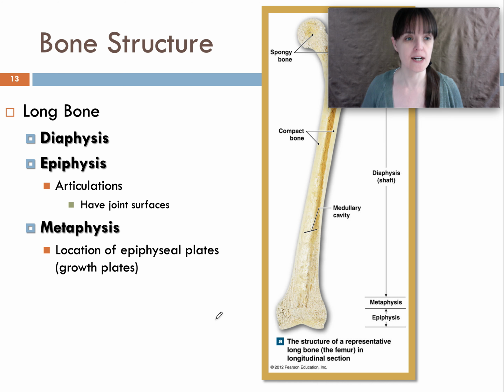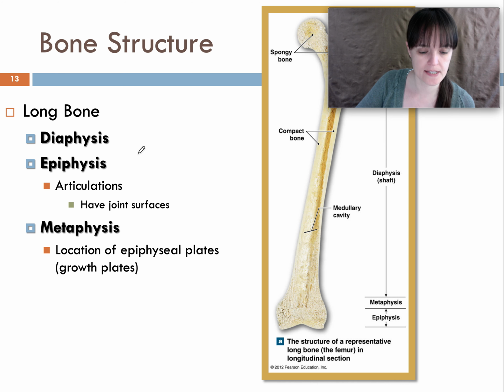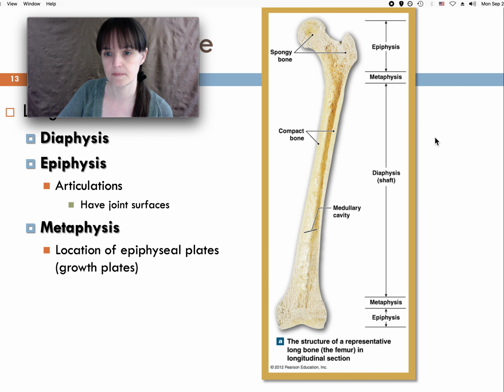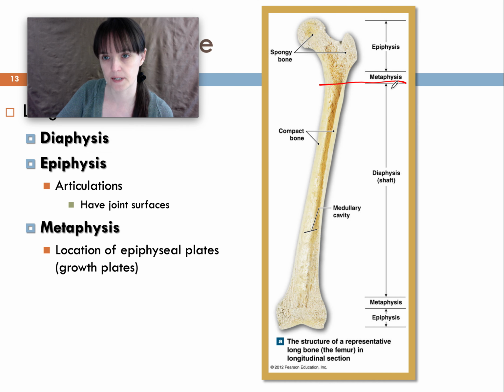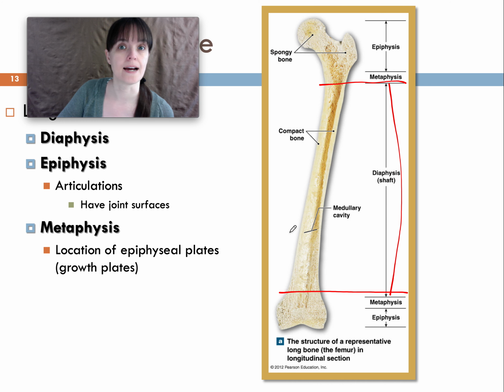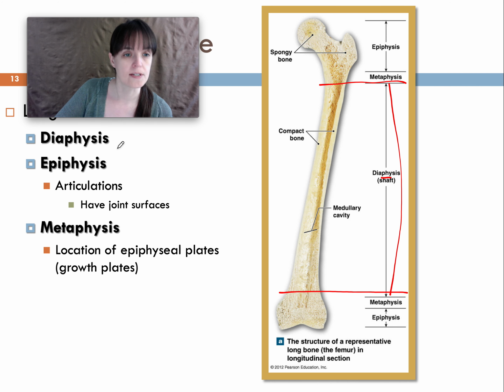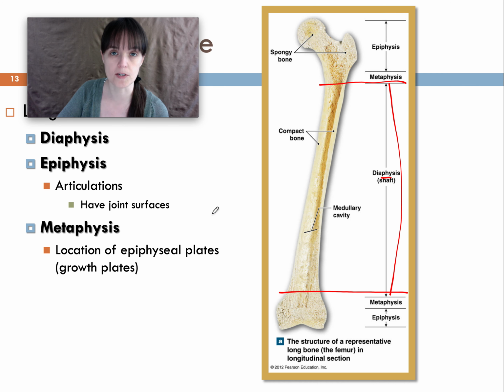All right, so the diaphysis is the shaft of the long bone. So from here to here, the diaphysis. PHY is like the F in physics, an F sound. So the diaphysis is the shaft. Each long bone has one. And we are talking about long bone structures here.